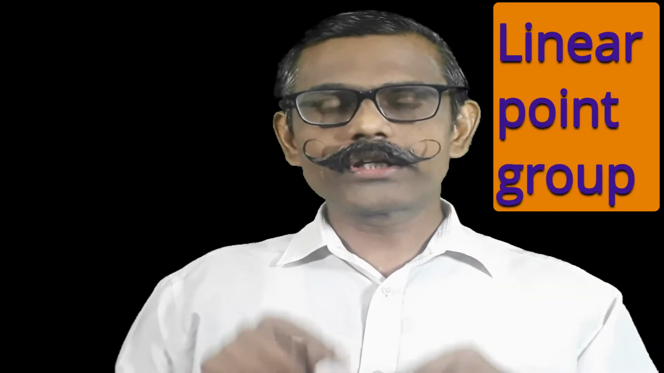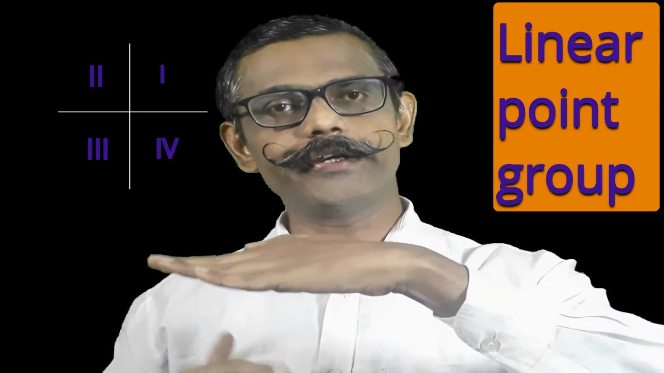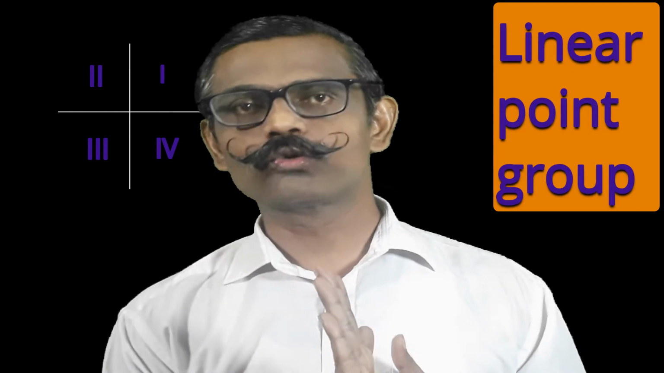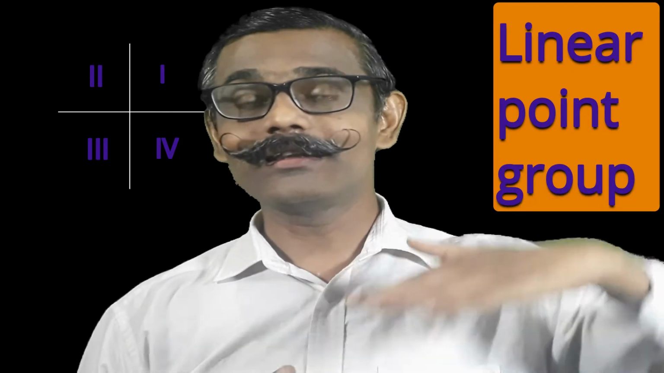Total 360 degree we can divide into 4 quadrants. From your point of view, first quadrant is 0 to 90 degree, second quadrant 90 to 180 degree, third quadrant 180 degree to 270 degree, fourth quadrant 270 degree to 360 degree.